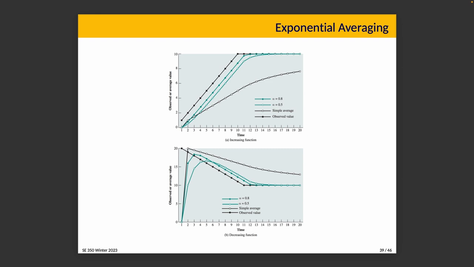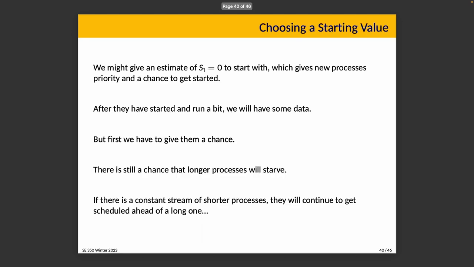And that applies for increasing functions as well as decreasing functions, so I think the graphs make it pretty convincing, if you will, that we should be using the exponential decay factor as opposed to using the simple average. We might incidentally need to give an estimate, say, of S1 equals 0 to start with. It gives new processes priority, so they get a chance to start and we get to see what they're actually like. But we'll see, right?